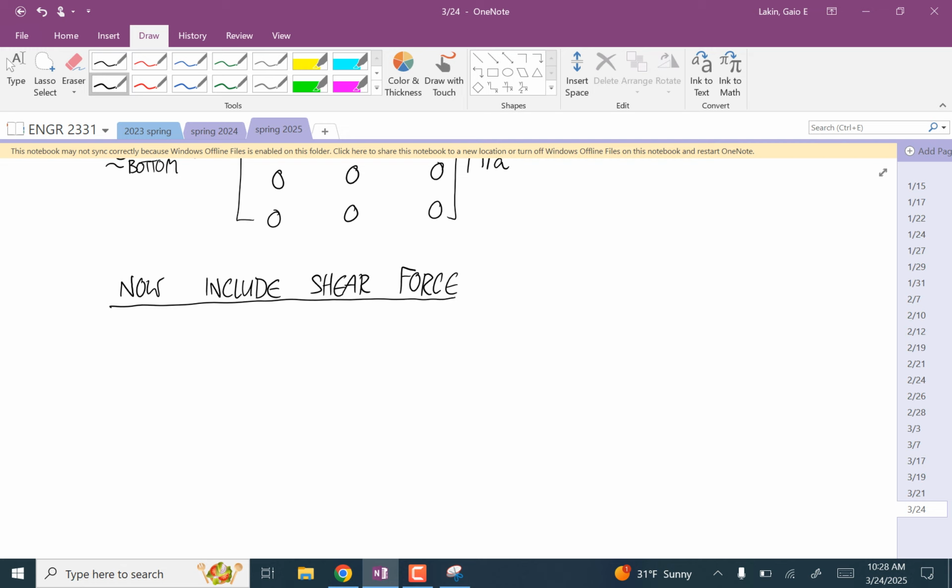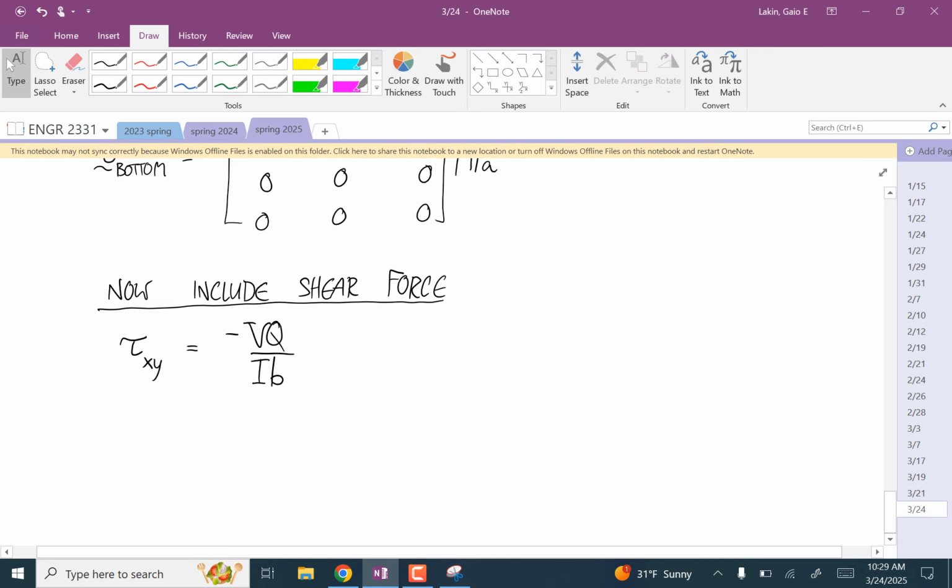So remember what we learned last time: when you have a shear force, an XY shear stress is developed, and it's equal to negative shear force times Q, which is that weird area calculation, divided by the area moment of inertia times the width of the beam at the height of the cross section that you care about.